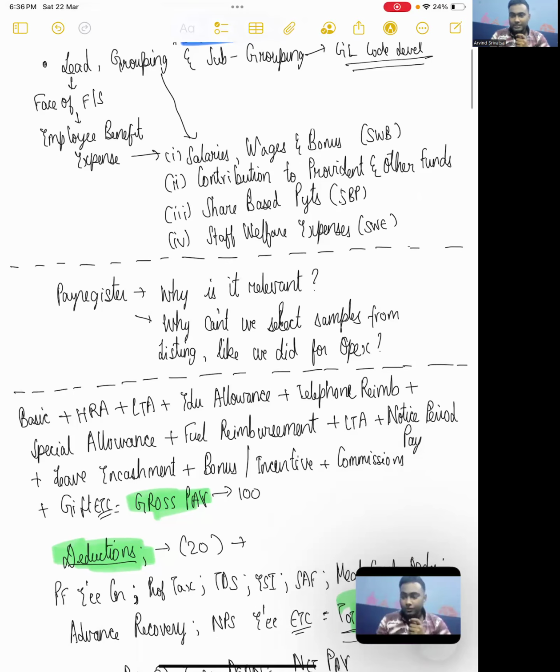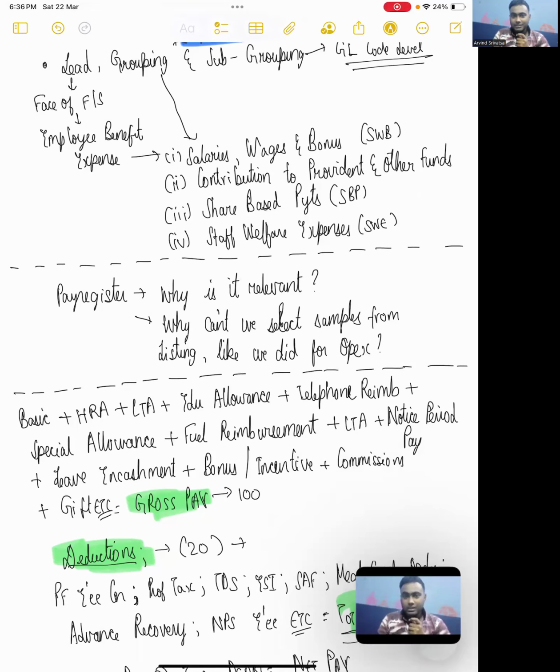So, first, what are salaries, wages, and bonus? Salaries, wages, and bonus majorly comprise the salaries you pay to your employees and the bonus you pay to your employees. Bonus could either be your joining bonus, your bonus based on performance, or a statutory bonus. Anything will come here. Then your contribution to provident and other funds.